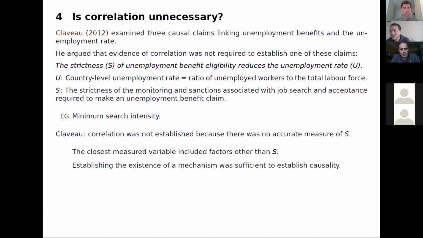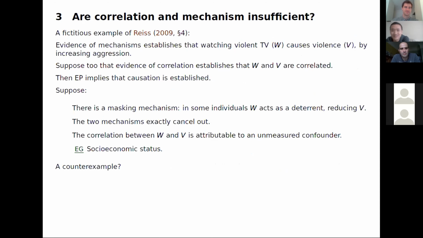Suppose we have some association studies that already establish a correlation between watching violent TV and violent behavior. And on the other hand, we also have some evidence to show there is a mechanism linking watching violent TV and violent behavior. Given that, according to evidential pluralism, we can conclude that we have good evidence to show there's a causal relation between watching violent TV and violent behavior.